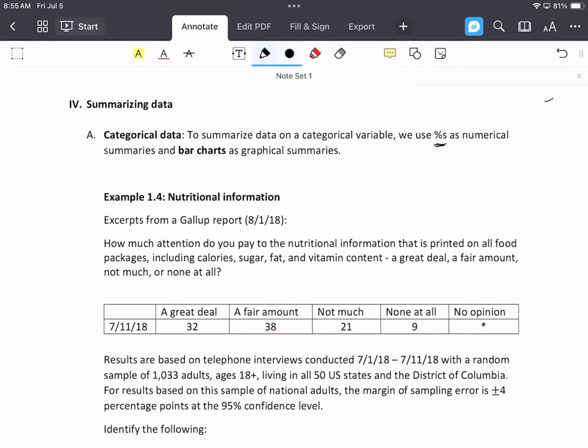And we're going to use bar charts as graphical summaries. Now, a picture is worth 1,000 words. As we go through the example, hopefully you'll see that yes, it's good to have the numerical summary, but you should also, if you can, have a graphical, in other words, a picture summary. Once again, a picture is worth 1,000 words. It's much easier to communicate ideas sometimes using pictures, actually most of the time.